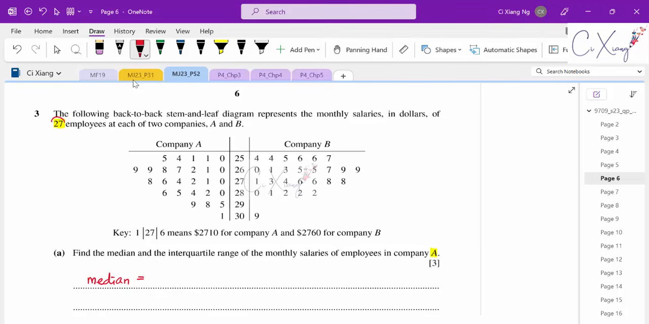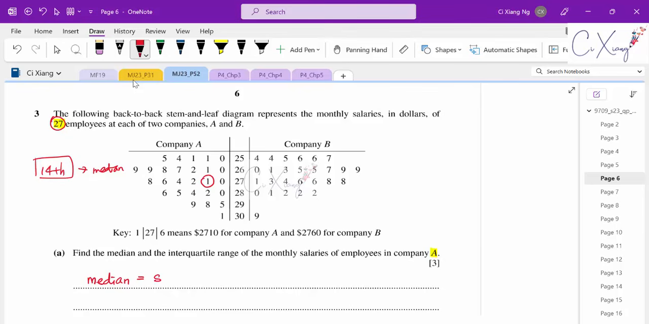Okay, so where is the center or the middle of these 27 values? When you divide 26 by 2, it will be 13, right? So the 14th number in company A will be the median. You need to count the 14th number. So 1, 2, 3, 4, 5, 6, 7, 8, 9, 10, 11, 12, 13, 14. Okay, so our 14th will be this particular value, which is 2710.